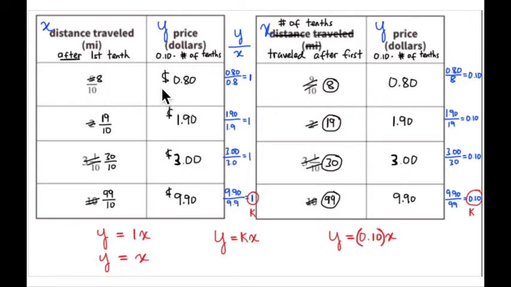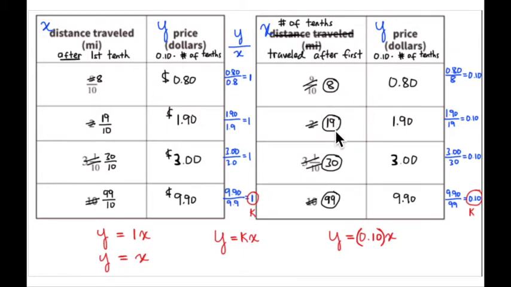So the price is the same as the number of tenths after that first tenth. So it's 8 tenths, 80 cents, 19 tenths, $1.90. But over here, this is the one that I was using in the calculation. Here I'm counting the number of tenths after that first tenth. So I'm not writing down the number of miles. So it's 8 tenths of a mile, but the number of tenths is 8 tenths.